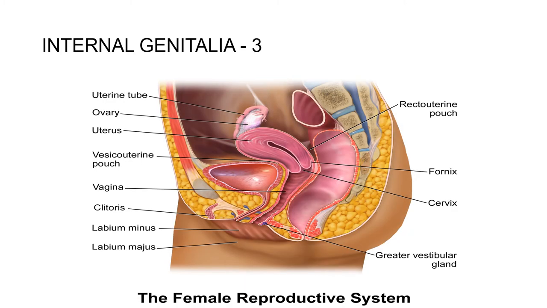And just another lateral view for you to review. Once again, the uterus is wedged between the bladder and the rectum. So this structure right here in black, that would be the vaginal canal.